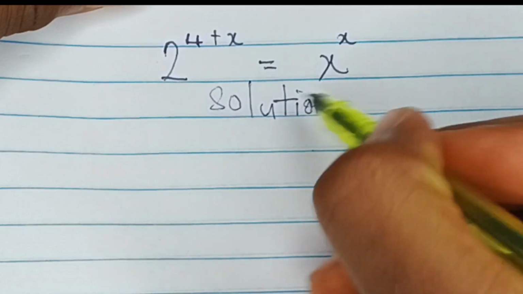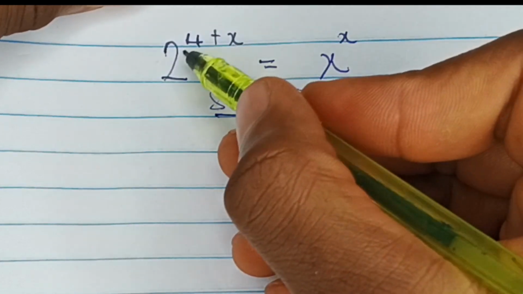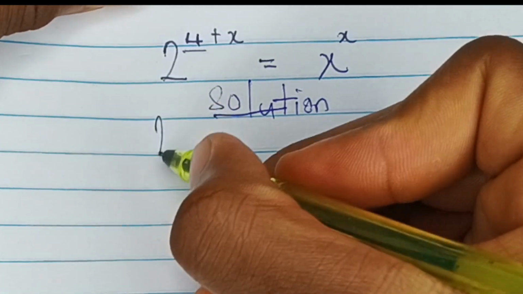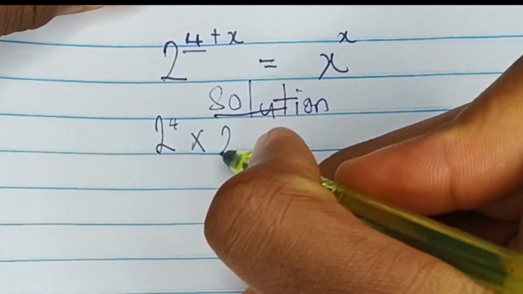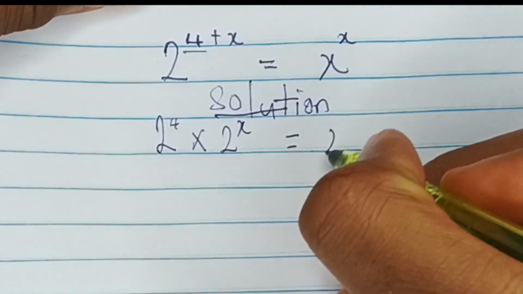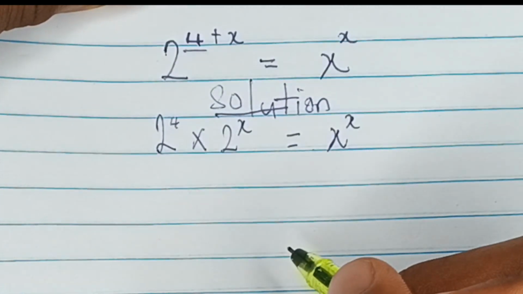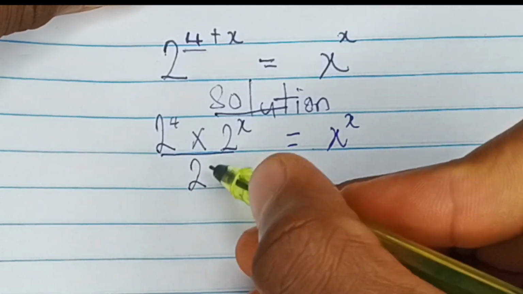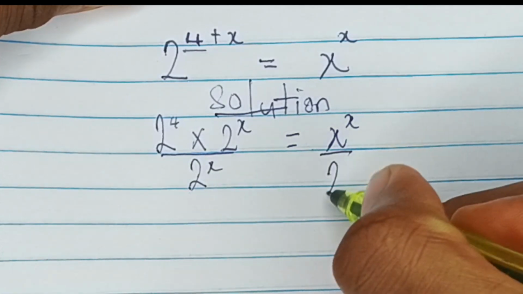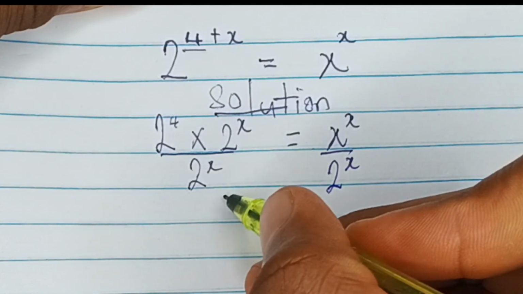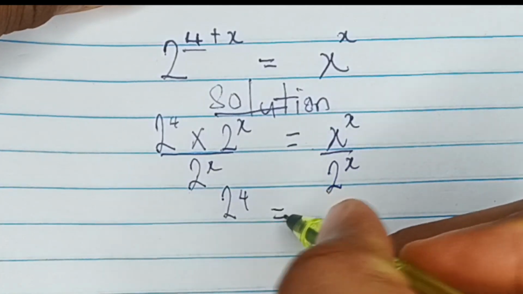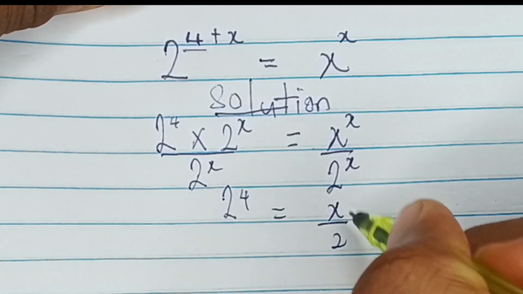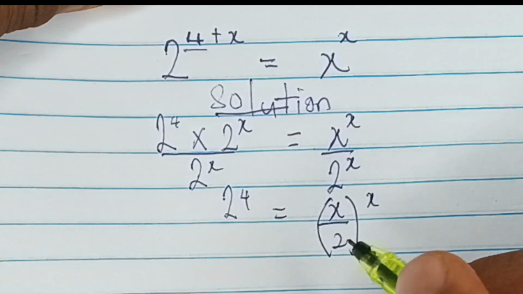Okay, the first thing to do here is to expand this. So I can say 2 raised to power 4 times 2 raised to power x is equal to x raised to power x. Now, if I divide both sides by 2 raised to power x, I'm going to have 2 raised to power 4 equal to x over 2, all raised to power x.